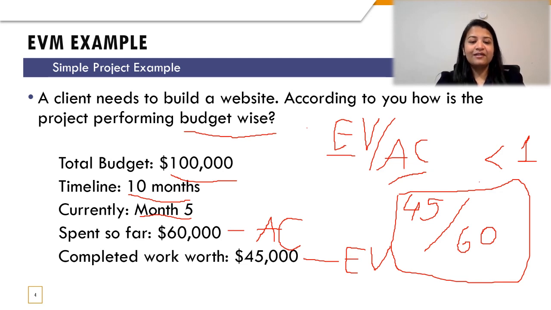So this is a mental math trick. You don't need a calculator to find the exact value, since you are just supposed to say if it is under budget or over budget. In this case, it is over budget because the value here is less than 1.